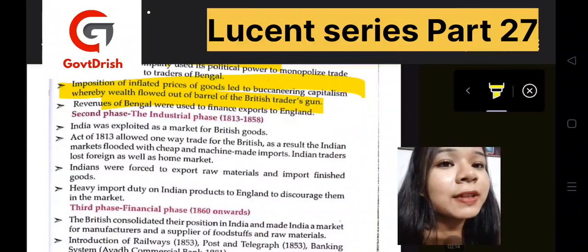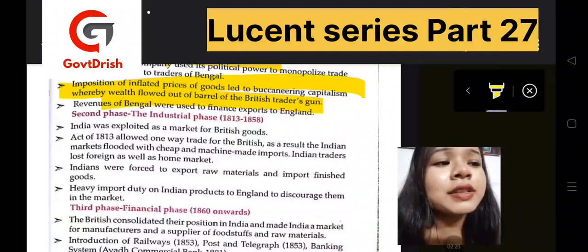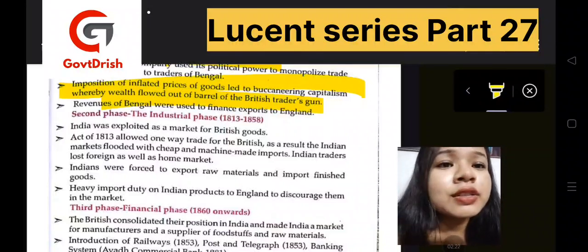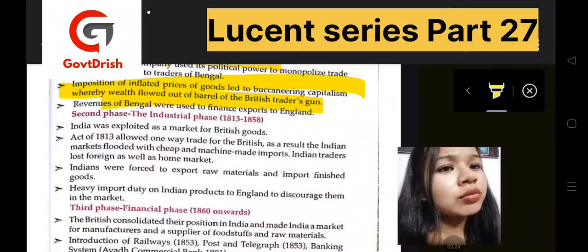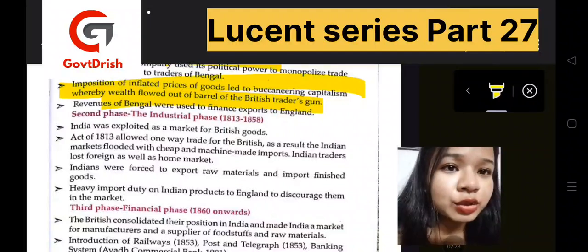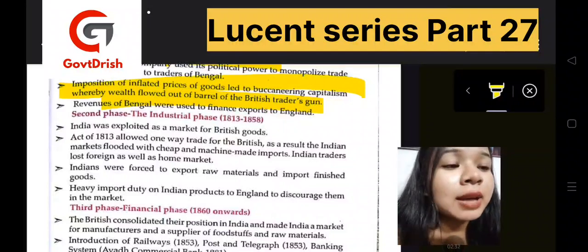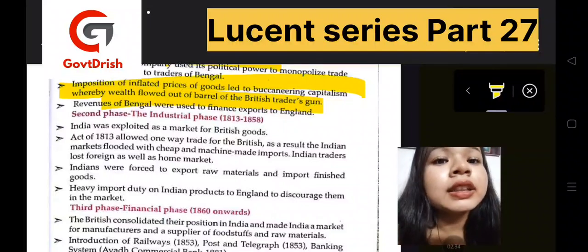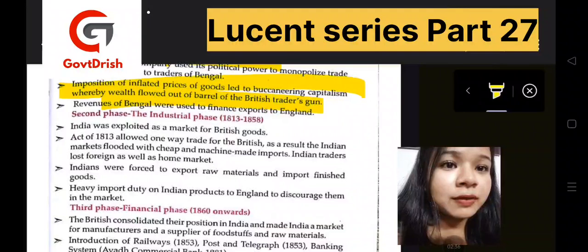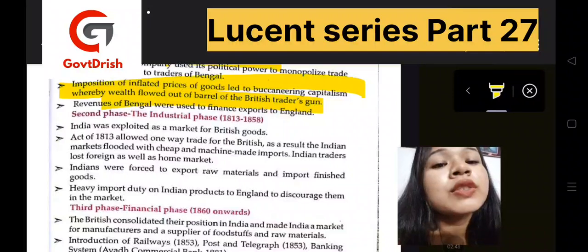Now the second phase, the industrial phase. After all this, we know these are all signs of exploitation. The exploiters were the British. India's market was exploited by British goods. Then an act of 1813 came that allowed only one-way trade for the British. As a result, the Indian market was flooded with cheap, machine-made imports. Indian trade lost foreign as well as home markets.